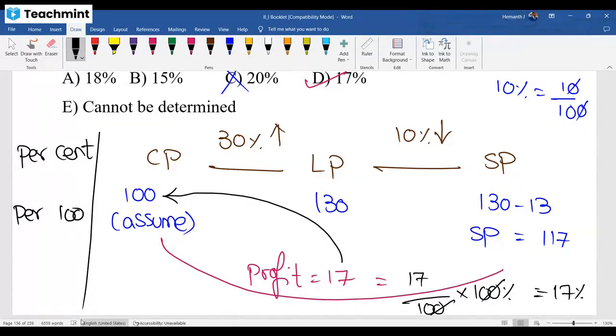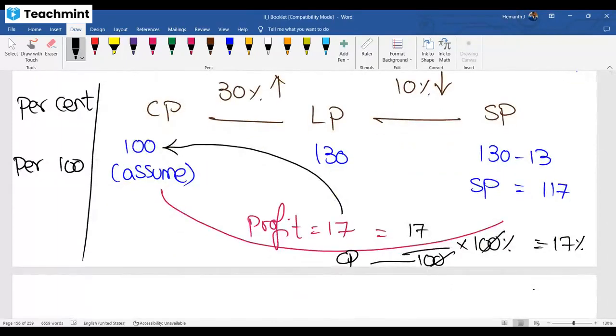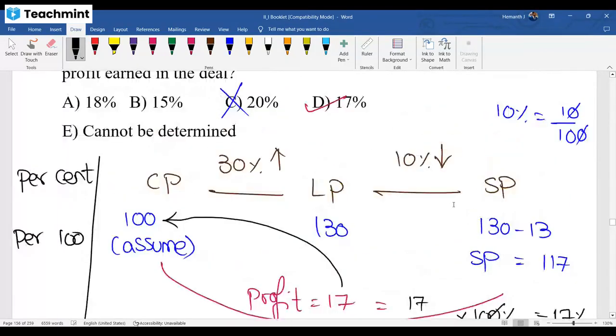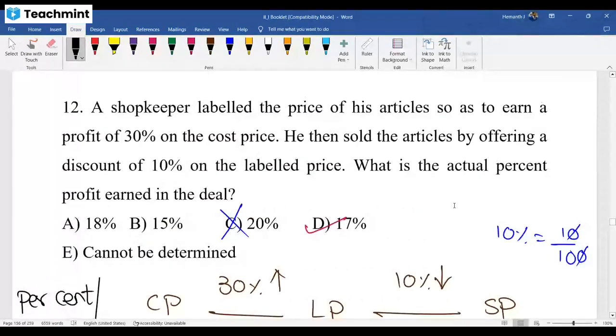So I got 17 rupees out of 100, I can write directly 17%. Some people are still in dilemma, that's why I explained 17 by 100 into 100. What does this denominator 100 indicate? CP. Denominator 100 is indicating CP. CP, cost price. Profit by CP into 100. Always profit percentage is profit by CP into 100. Clear with this question? We'll go for another approach also. There are n number of methods, my dear. We can go ahead with n number of methods.